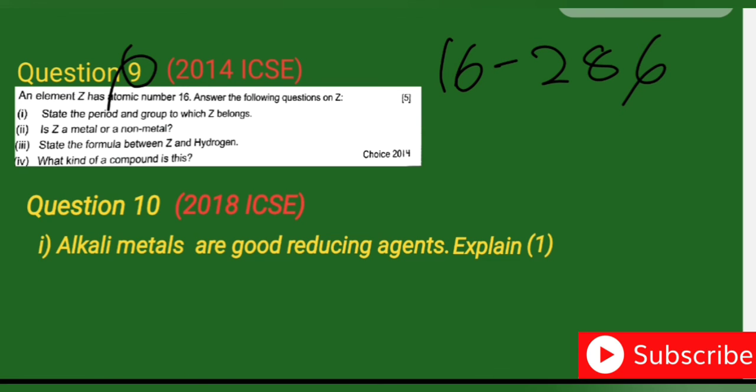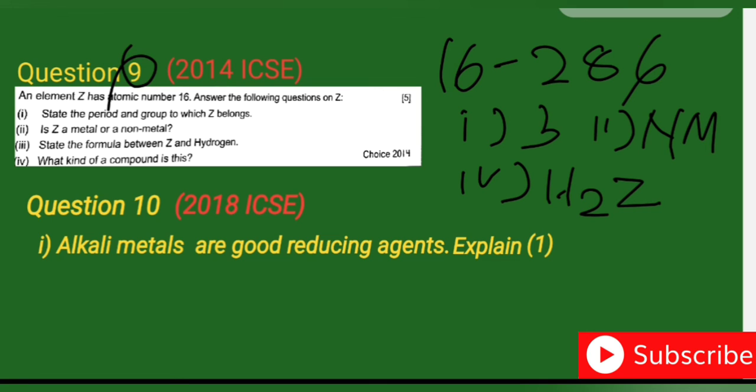State the period to which Z belongs. It is 3, because 3 shells are there. Is Z a metal or non-metal? Of course, Z is a non-metal. State the formula between Z and hydrogen. You cannot write sulfur. So you will write the formula as H2Z, but you cannot write S2S. What kind of compound is this? It is a covalent compound. So you will write it is a covalent compound.